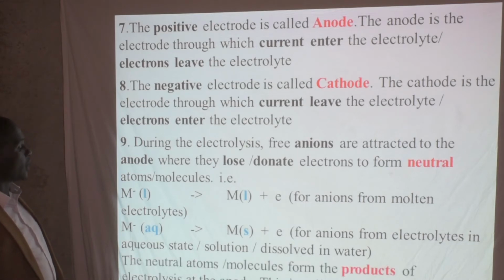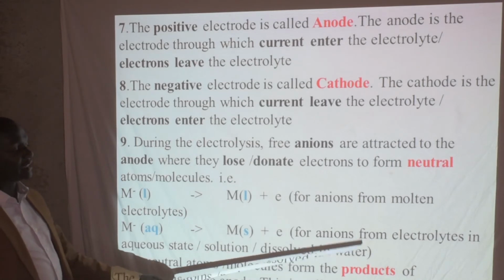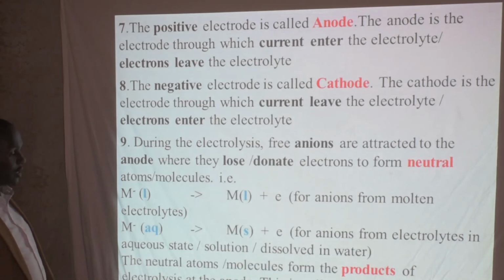Now let's look at more on this. The neutral atom or molecule formed is the product of the electrolysis at the anode. This is called discharge at the anode. Let's look at more on this.